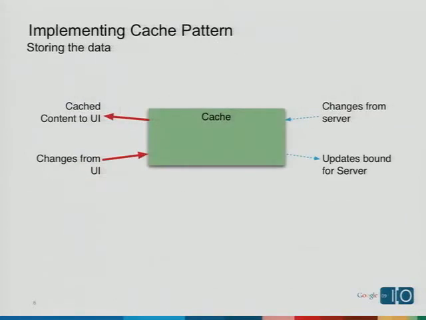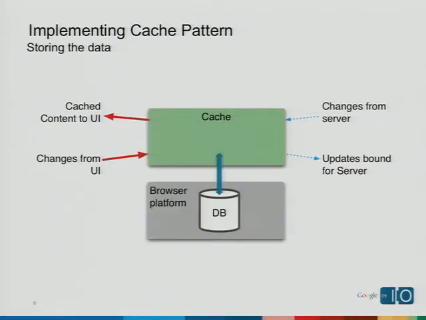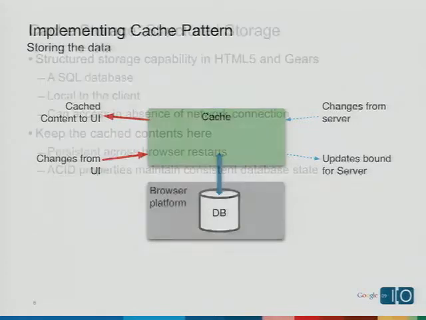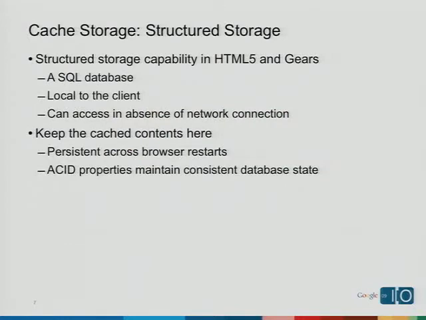So let's look inside the green box, the cache pattern itself. It has 4 basic data flows on the left side. The red ones are the data flows to the user interface that are intended to be reasonably fast and immediate. And on the right, we have the asynchronous, arbitrary latency interactions with the server. But we need a place to keep all the data that we're storing in this cache. And so where do we keep it? We want some kind of persistent storage in the browser itself. And that brings us to structured storage.